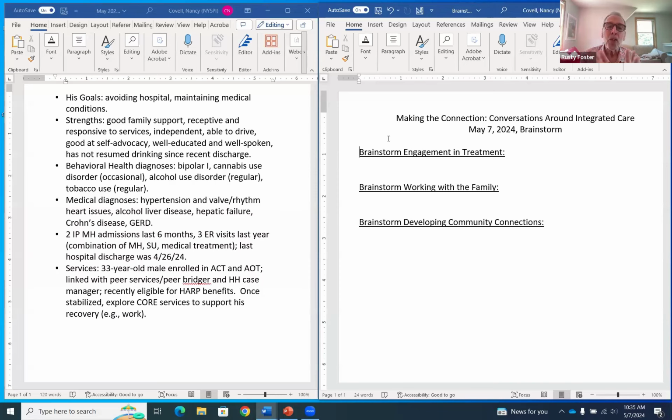We're going to start with, and Nancy Koval is fabulous at doing this, she wrote down on the left side lots of information about the person, like a summary of what Shannon went over. On the right side are the 3 different areas that we're going to explore in the brainstorm today. Nancy then keeps track of what people have said and has a list, and you'll see the list, and that's how we're doing it. So we're going to start with engagement and treatment.